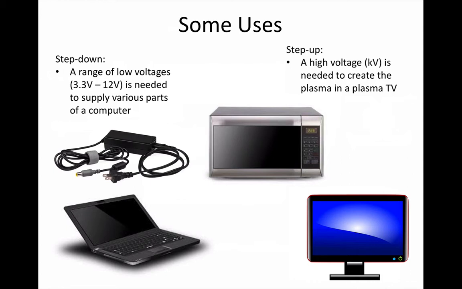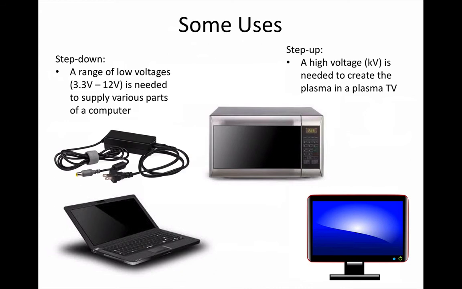Many devices can't use the 240 volts AC that we get from our power points, and some can't use AC electricity at all. So transformers are needed to firstly change the voltages as necessary. Then rectifiers might also be needed to turn AC to DC.